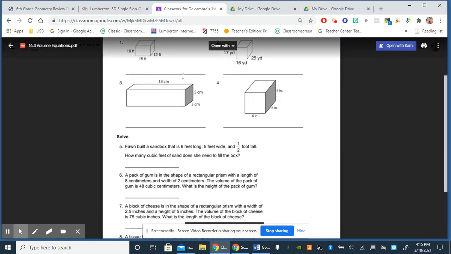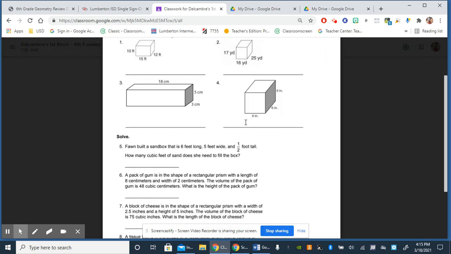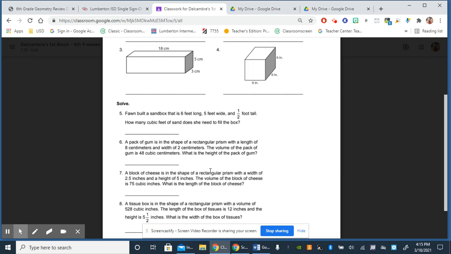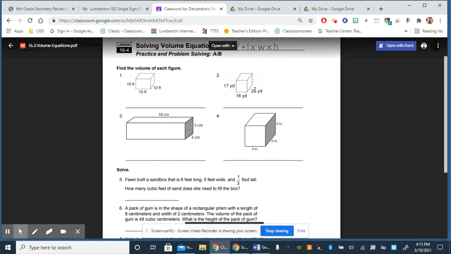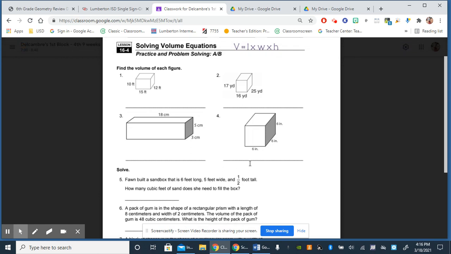Okay? Numbers 1 through 4 are basic pictures, finding the volume. Looking at numbers 6 and 7 and 8, you're finding the missing width, height, or length. So again, rewrite your formula, plug in what you're given, and then you can solve it that way.